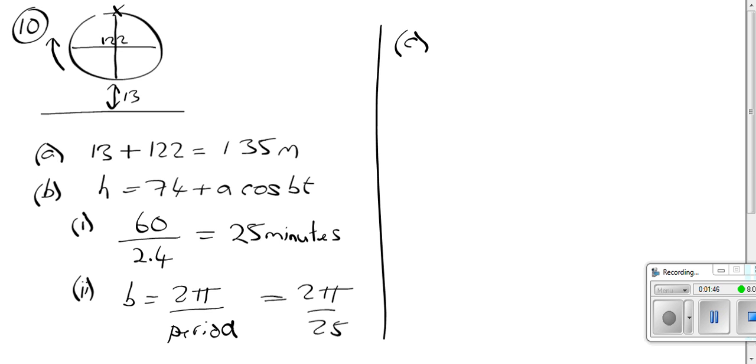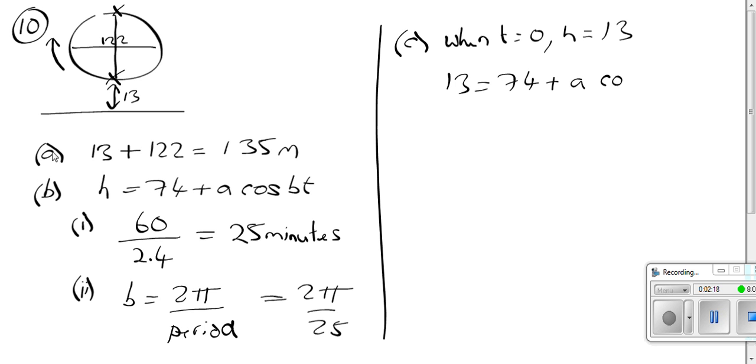Part C. We're asked to find the value of a. Okay, so what do we know? Well, we know that the Ferris wheel starts, or the model we're going to create starts from this point here, and that the Ferris wheel rotates in a clockwise direction. So when t equals 0, we know that the height is 13. If we substitute that information into the function, we find that 13 equals 74 plus a lots of cos, we found b before, 2 pi over 25 t.